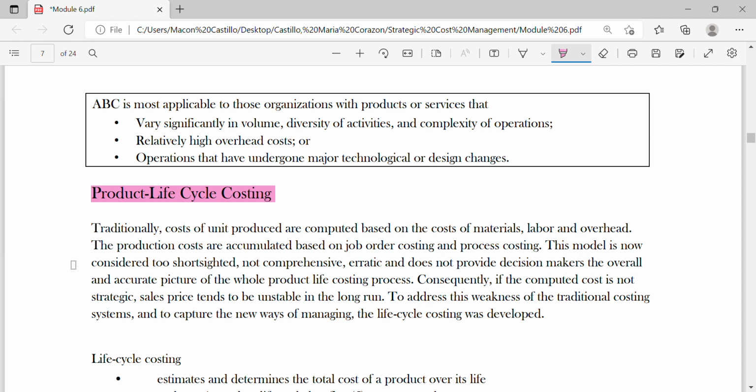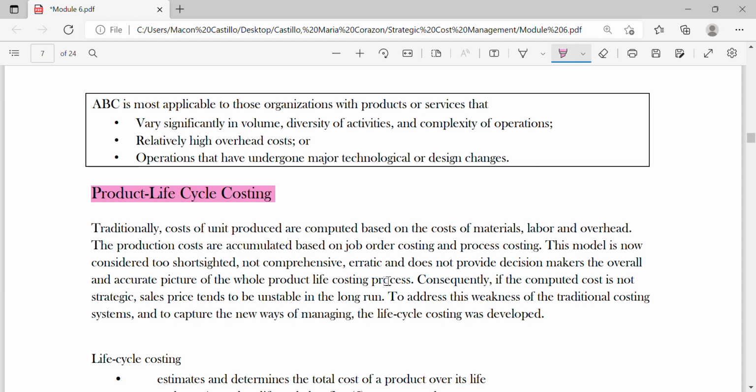Traditionally, costs of unit produced are computed based on the cost of materials, labor, and overhead. The production costs are accumulated based on job order costing and process costing. This model is now considered too short-sighted, not comprehensive, erratic, and does not provide decision makers the overall and accurate picture of the whole product life costing process. Consequently, if the computed cost is not strategic, sales price tends to be unstable in the long run.